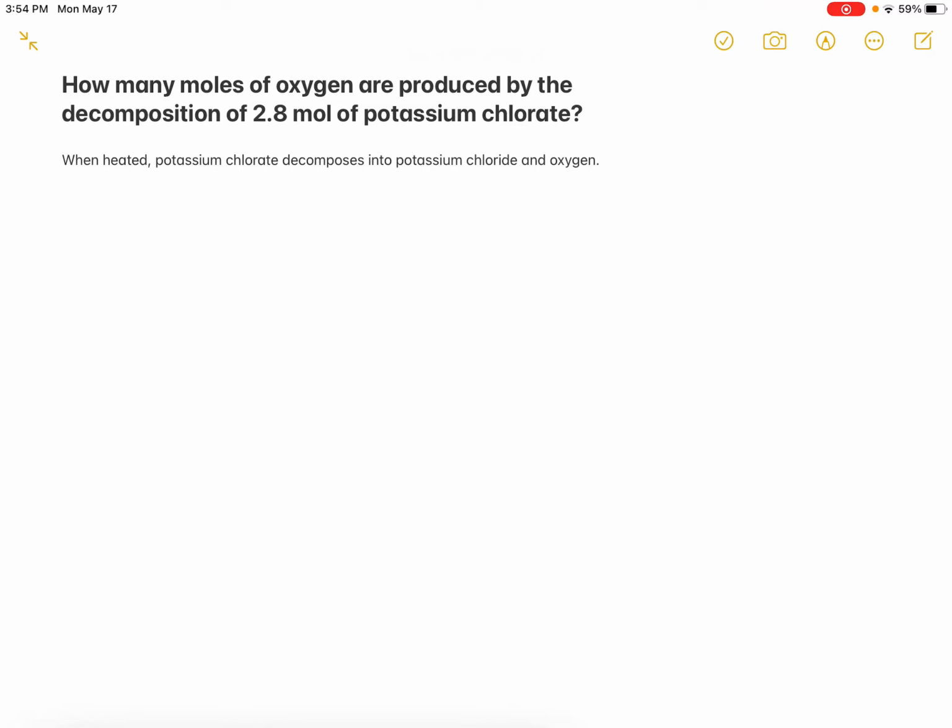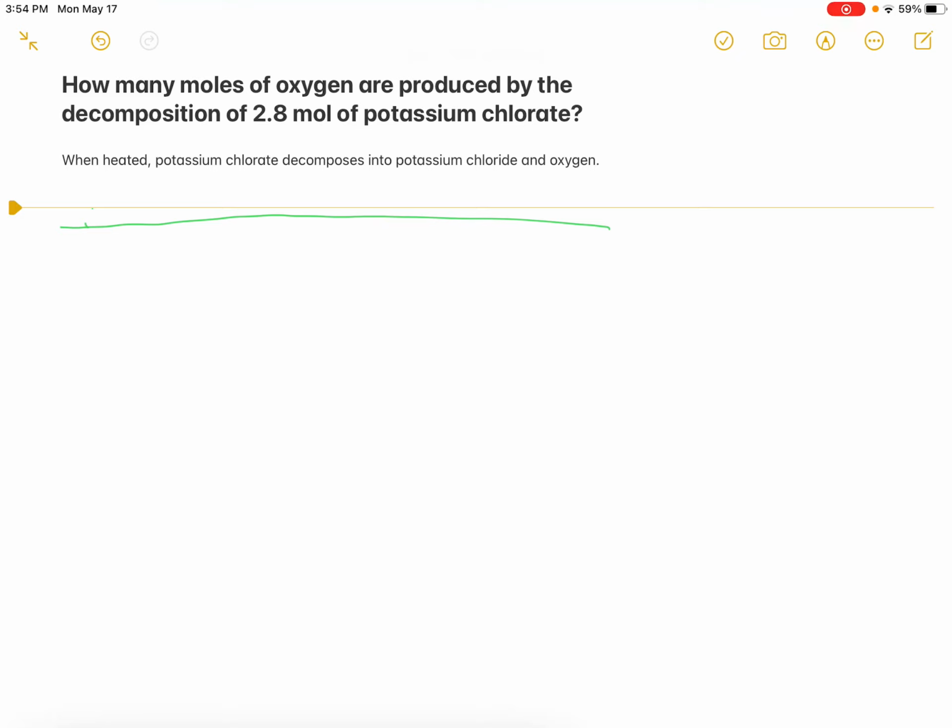So the question says, how many moles of oxygen are produced by the decomposition of 2.8 moles of potassium chlorate? And then we are also told, when heated, potassium chlorate decomposes into potassium chloride and oxygen. Now that's a piece of info that you likely would have if you were being asked a question like this, but you would not have the balanced equation. That is something that you should be able to do at this point in grade 11 chemistry.